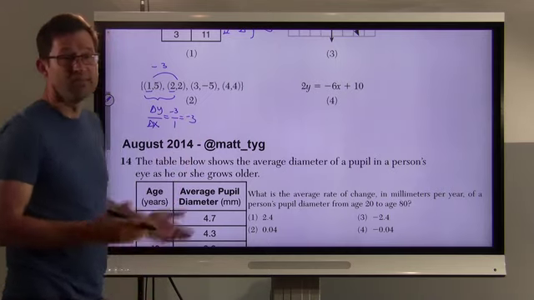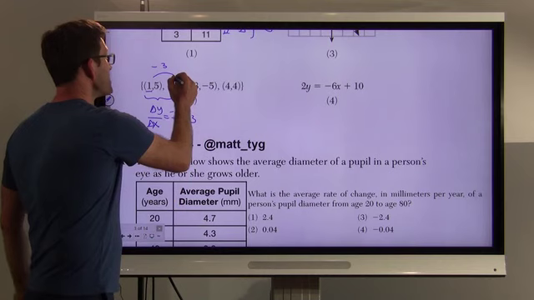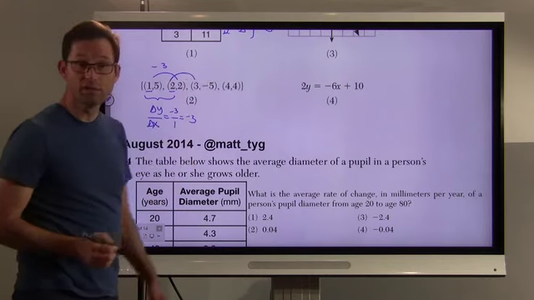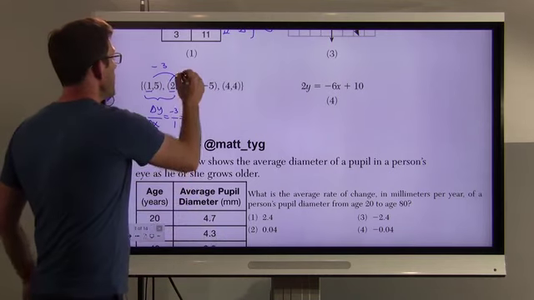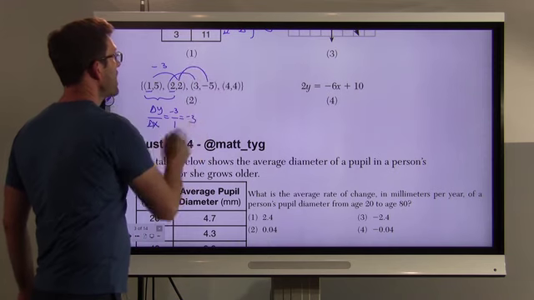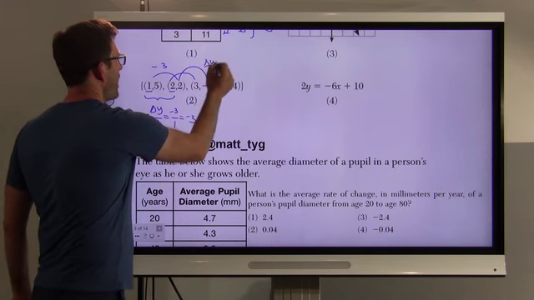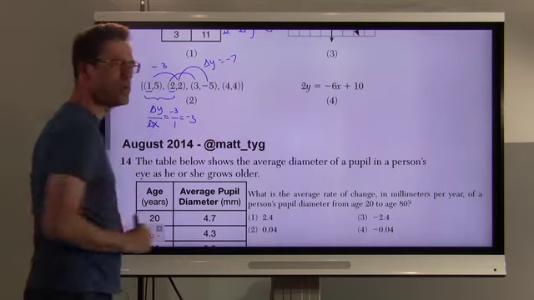The problem is, that's where it falls apart. Because now, as I go from 2 to 3, again just a change of 1 unit, the y's go from 2 to negative 5, and that's a change in y of negative 7 units.